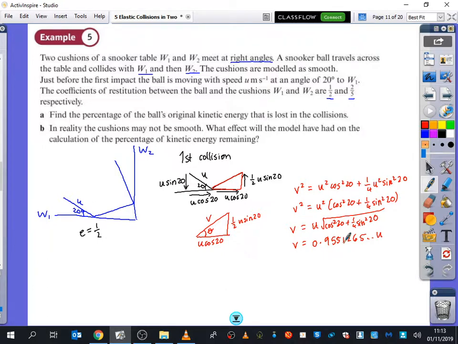Okay, so the other thing that we said we wanted to do was to find out the size of theta. How am I going to find out the size of theta from here? Good, so theta is the tan inverse of what over what? Opposite over adjacent. So the u's are going to cancel, so it's a half sine 20 over cos 20. So theta is equal to, let's work that out, the inverse tan of a half sine 20 over cos 20.